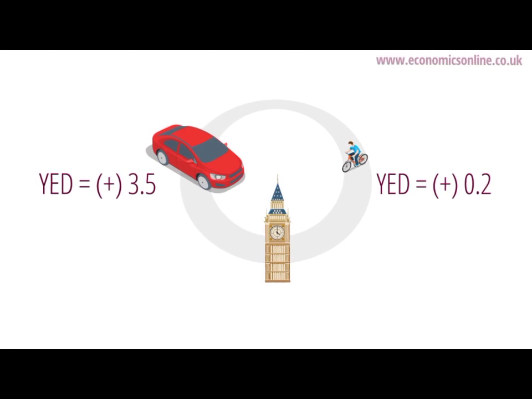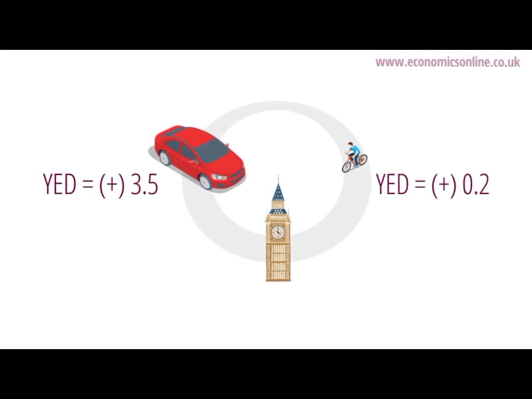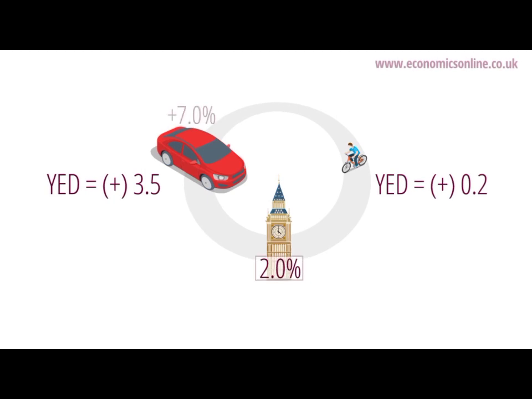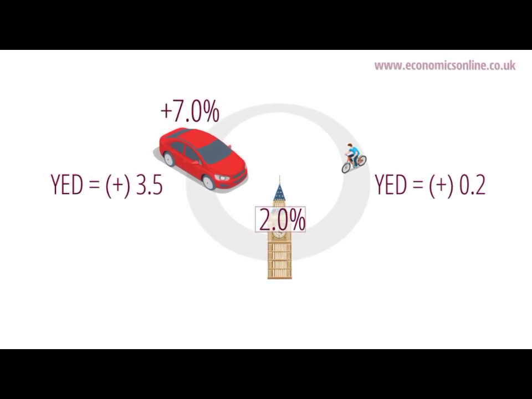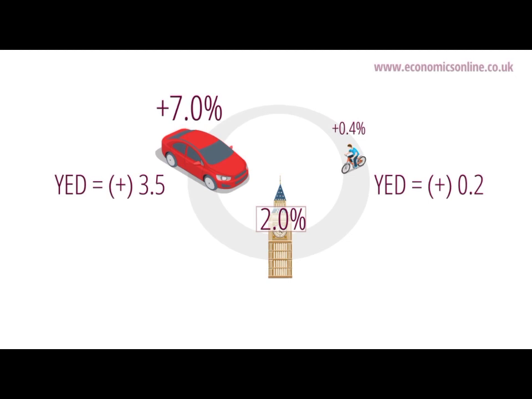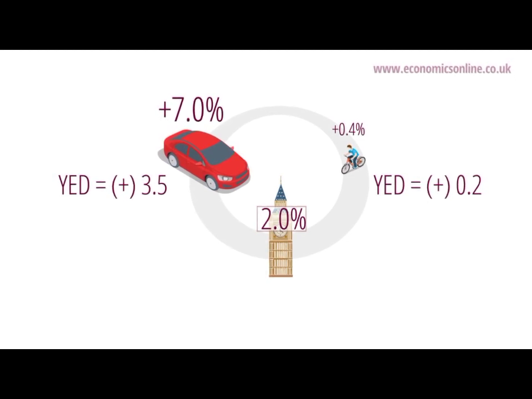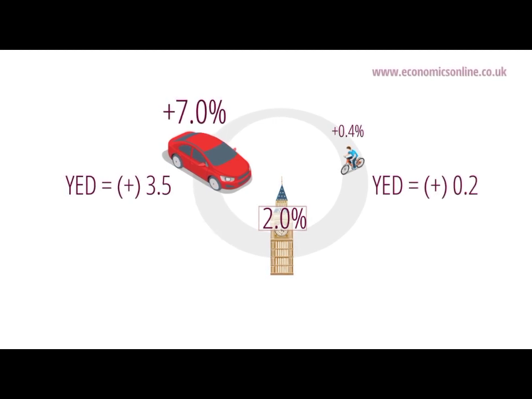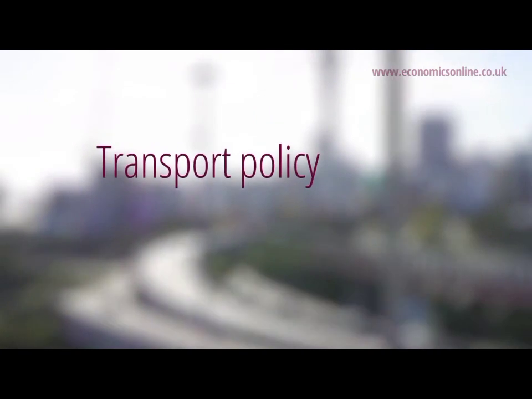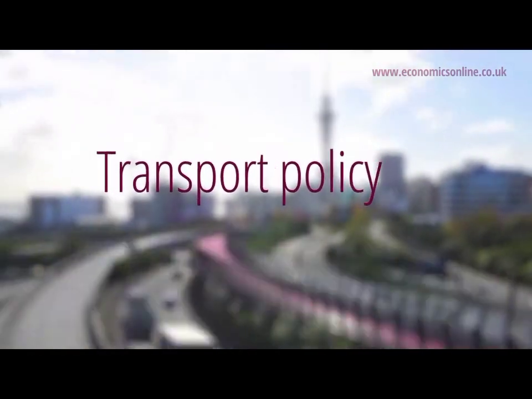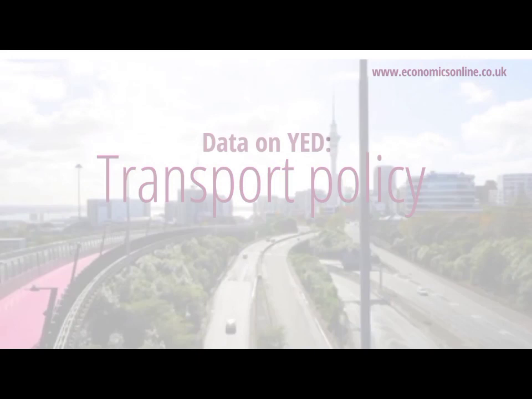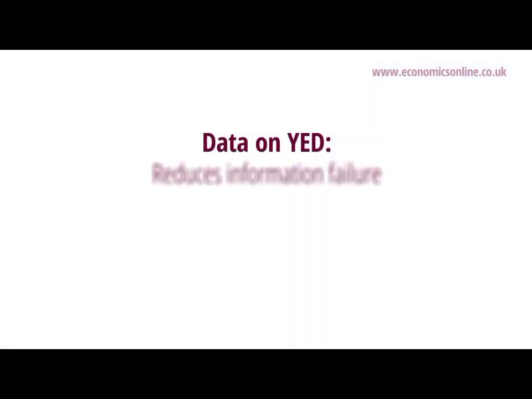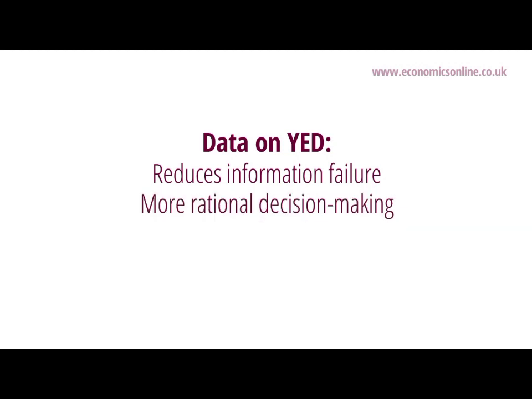Using these figures, we can predict that an increase in a country's income of 2% will lead to a 7% increase in demand for motor vehicles and just a 0.4% increase in demand for cycles. This information, along with YED data for a whole range of transport forms, can help shape a government's transport policy. Clearly, information on YED is very useful in that it helps solve the problem of information failure and enables firms and governments to make more rational decisions about the best way to allocate scarce resources to competing uses.